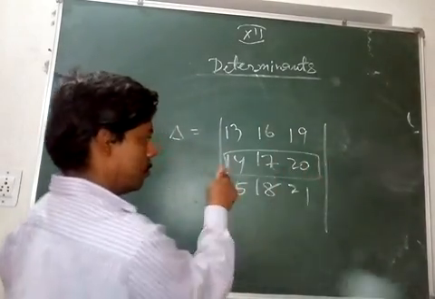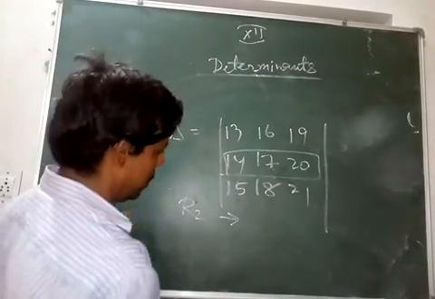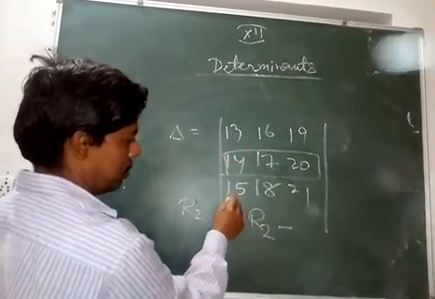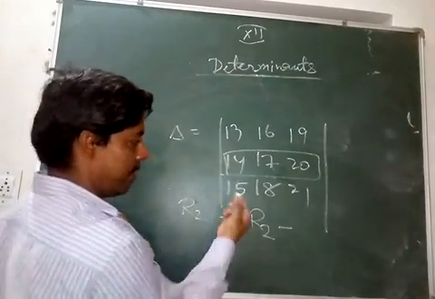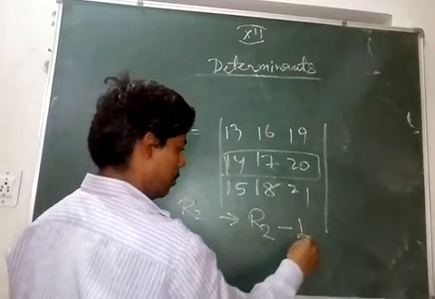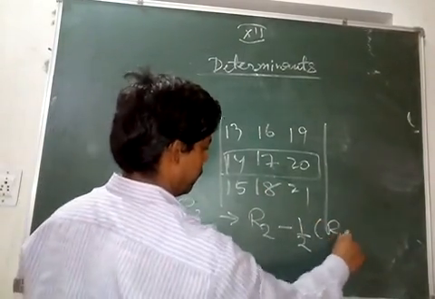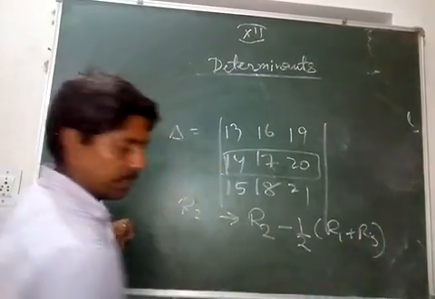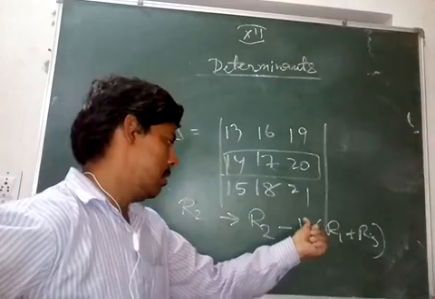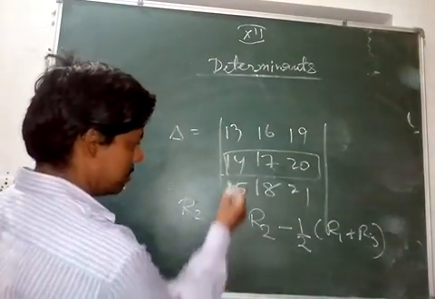Look at this, this is row 2. If I add row 1 and row 3, I get 28, and if I divide 28 by 2, I get 14. So what I am doing is row 2 minus half of row 1 plus row 3. Look at this operation. What I have done, row 2 is equal to row 2 minus half of R1 plus R3. So this is a very simple one, that will give us 0 0 0 here.